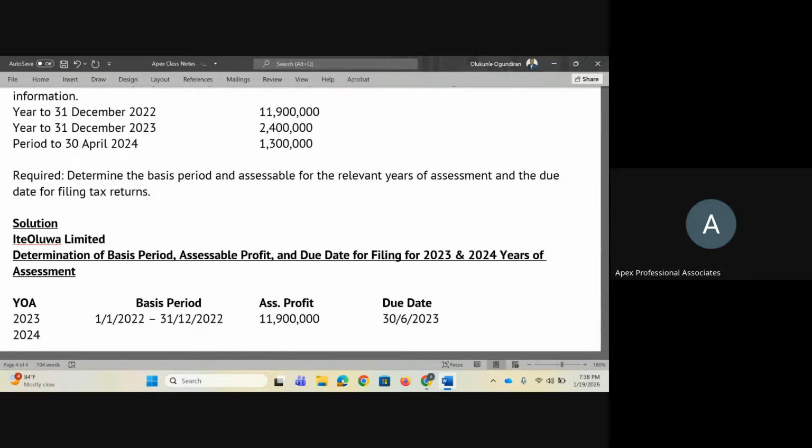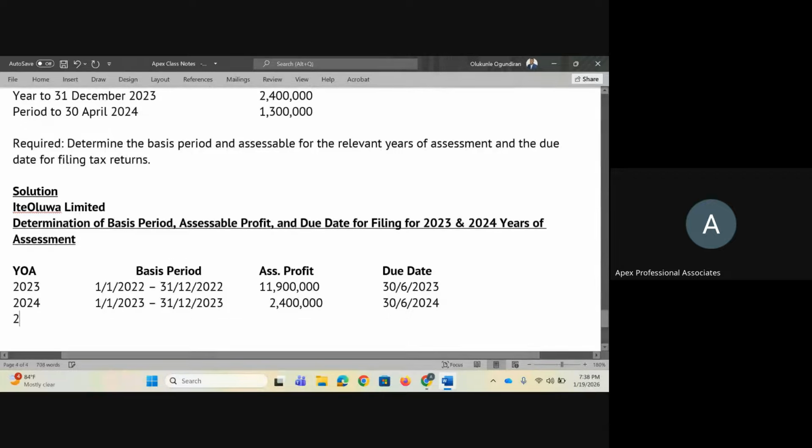So 2024, which is the penultimate year, is going to be on the preceding year basis. So the year before the company ceases is going to be on preceding year basis. So we have 1/1/2023 to 31 December 2023. How much is that? You have 2.4 million. So the due date for filing will be what? 2024.